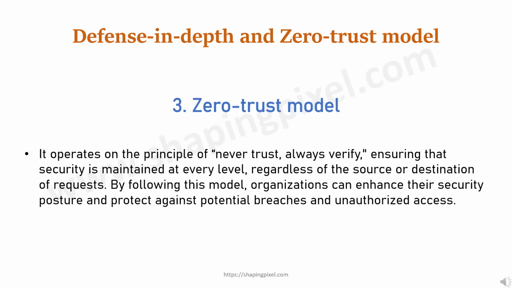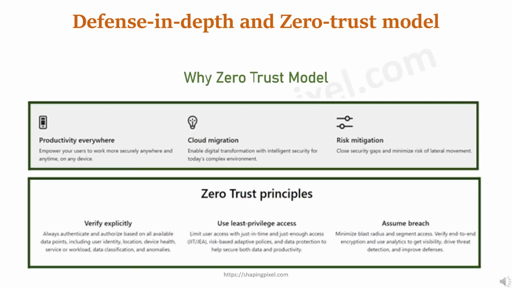It operates on the principle of never trust, always verify, ensuring that security is maintained at every level, regardless of the source or destination of requests. By following this model, organizations can enhance their security posture and protect against potential breaches and unauthorized access. Why Zero Trust model? Productivity everywhere, cloud migration, and risk mitigation. Zero Trust principles: verify explicitly, use least privilege access, and assume breach.